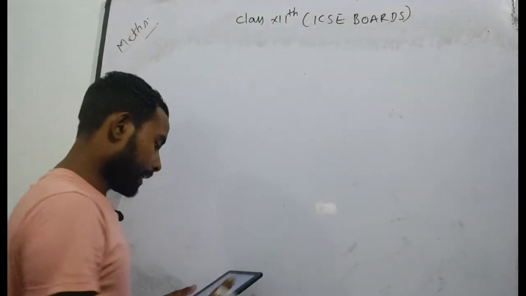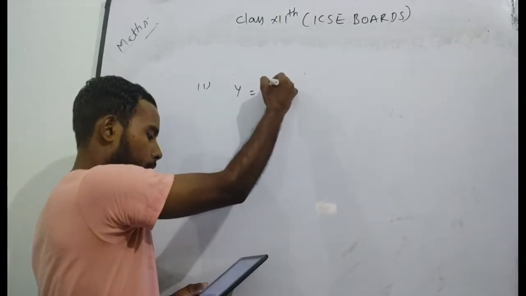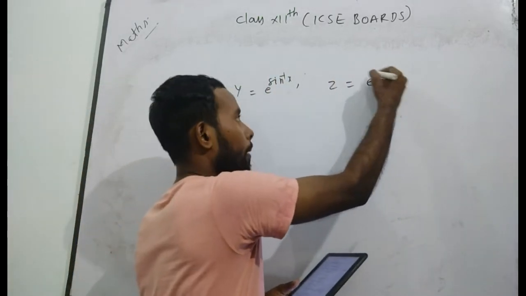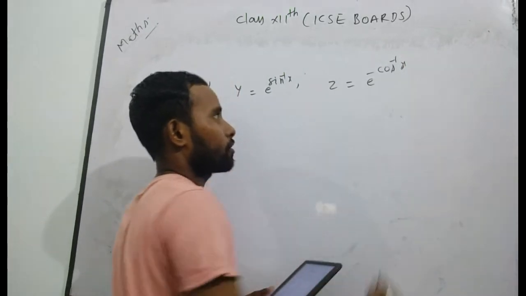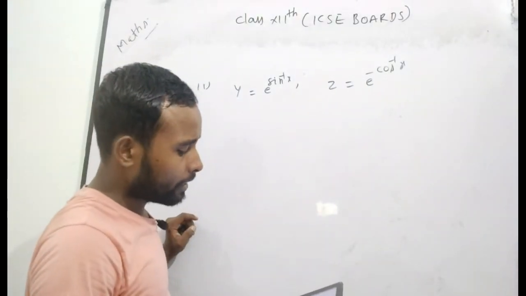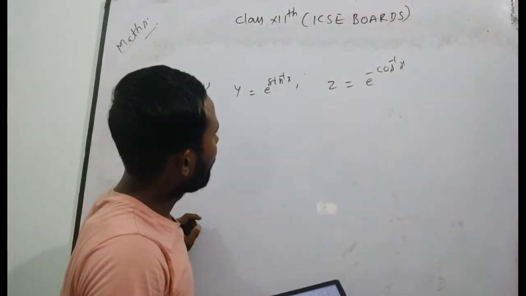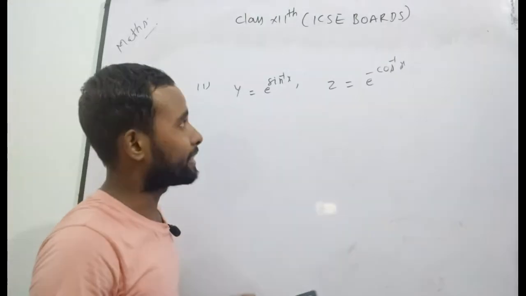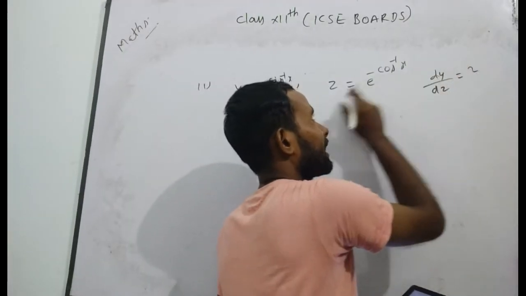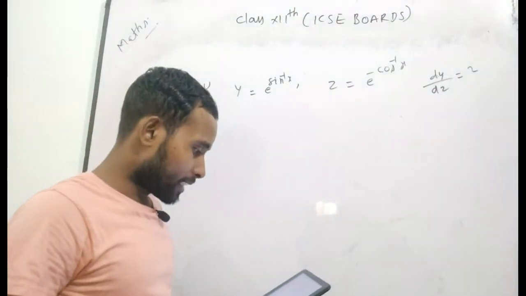This is very easy again. Second, see here, y is equal to e to the power sin inverse x, and z is equal to e to the power minus cos inverse x. Now here you have to find simply dy by dz, because this is y, this is z. Don't bother about it, because in place of x it has given z. Now first of all, what has been given? dy.